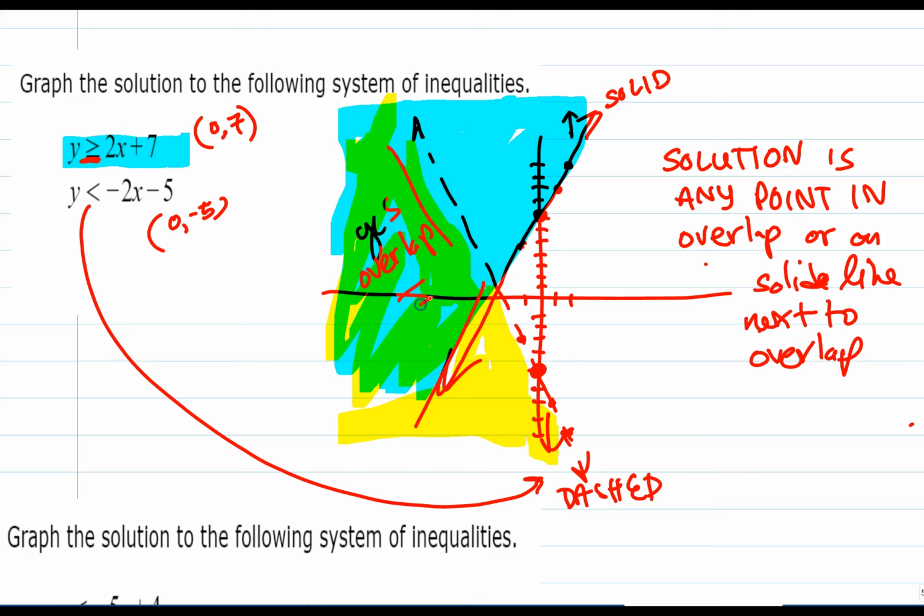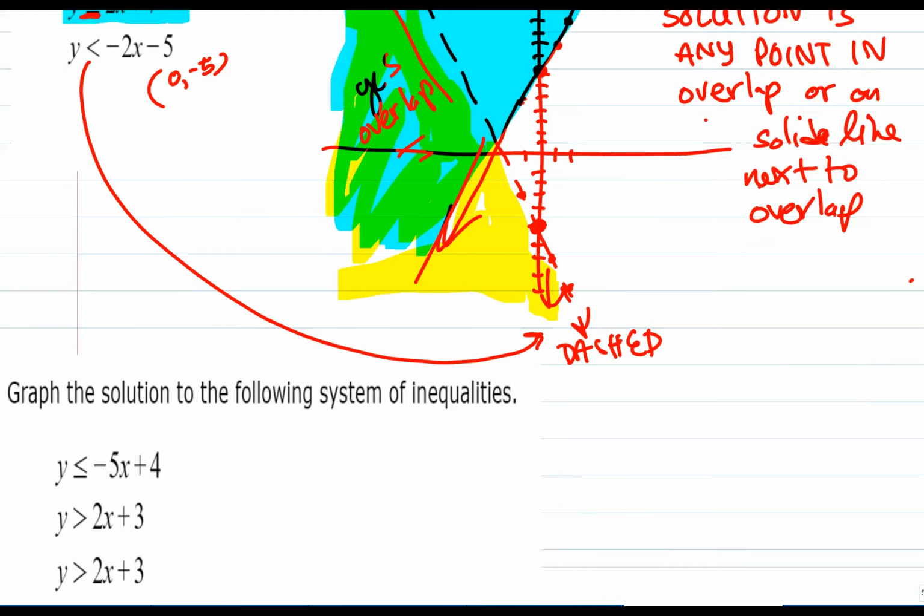So basically anywhere it's green and anywhere where that solid line touches the green, those are all of our solutions. Does that make sense? Okay. Can we do another one? Any point in the overlap or on the solid line next to the overlap. Going down.